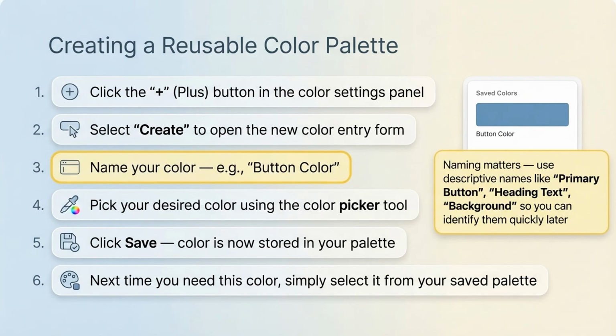One thing worth emphasizing, the name you give a saved color really matters. If you just call it Color 1 or leave it unnamed, you'll struggle to find the right one later when your palette grows. Use descriptive names like primary button, section background, or heading text so you can identify them at a glance.